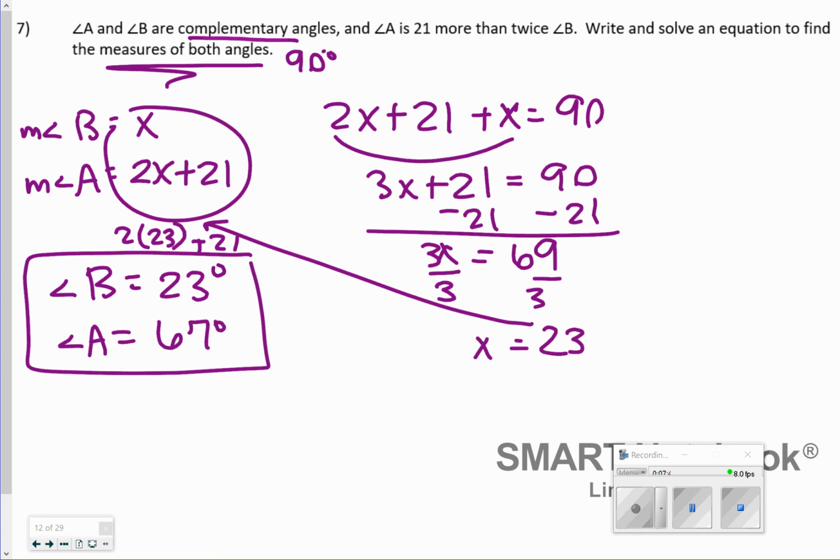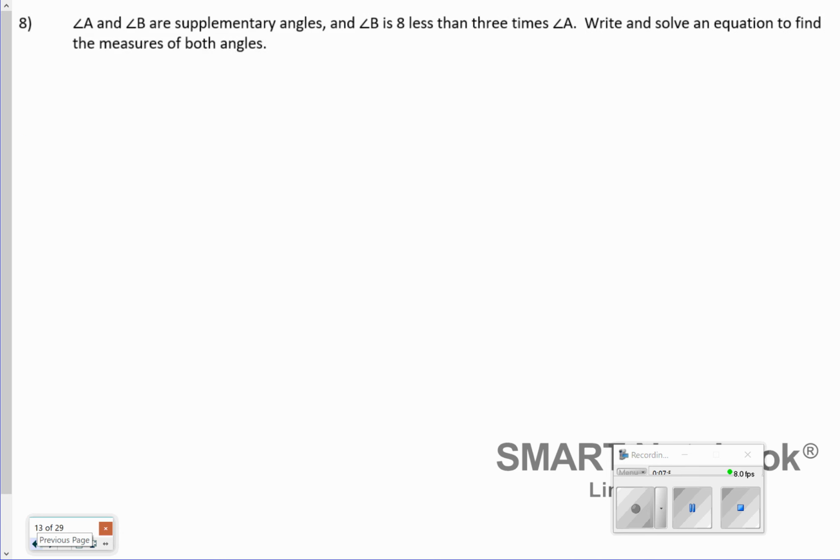You could have also taken 23 and subtracted it from 90 because they're complementary angles, and 90 degrees, meaning two angles added together, are complementary. You're going to do something similar for number 8. Writing an equation probably would help you.